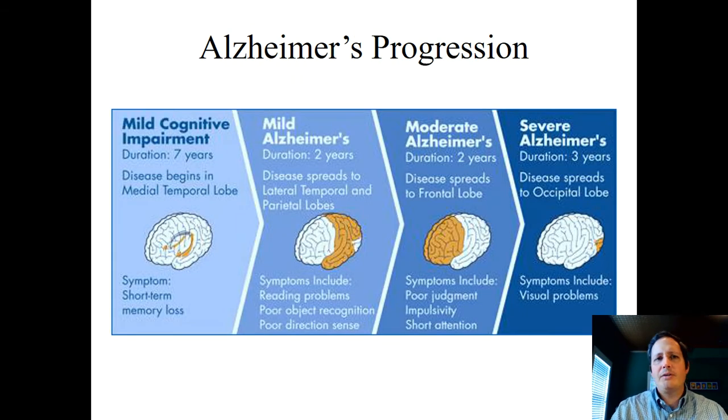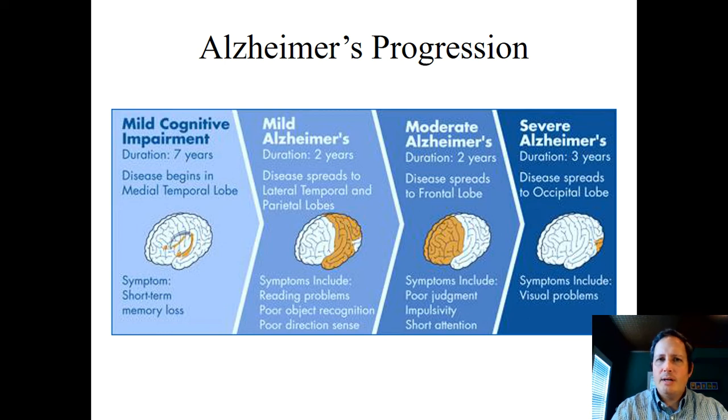As far as progression, mild cognitive impairment, you can see that upwards of 7 years. Short-term memory loss, but still being able to function fairly effectively. Mild Alzheimer's, you're seeing that for a couple years, where now the disease has spread and you're beginning to see it more in the lateral, temporal, and parietal lobes. So you can see that in the darkened areas there. And now the symptoms include things like reading problems, poor object recognition, so the aphasia that we were talking about, the agnosia we were talking about, and then poor direction sense, so not really aware of where they are.